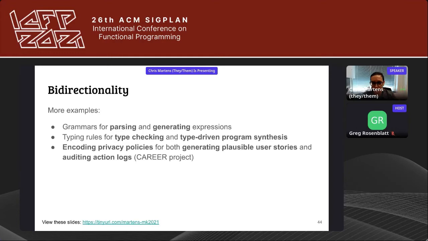And in the career project, we have a tool. We have this theory of how plausible user stories relate to privacy policies. And we can either generate plausible user stories from that, or we can do something like hand encode or automatically translate an action log from someone's interaction with a system and then audit that for compliance with the privacy policy.